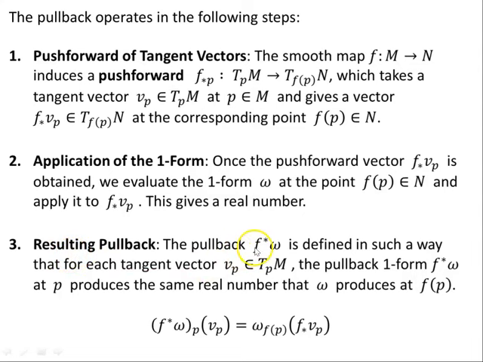The resulting pullback, the pullback F star omega, is defined in such a way that for each tangent vector V_p belonging to the tangent space of manifold M at the point P, the pullback one form, F upper asterisk omega at P, produces the same real number omega produces at F of P. So F star omega at P acting on the vector V_p is equal to omega at F of P acting on the push forward F lower asterisk V_p. These two things produce the same number, and that's the important thing.